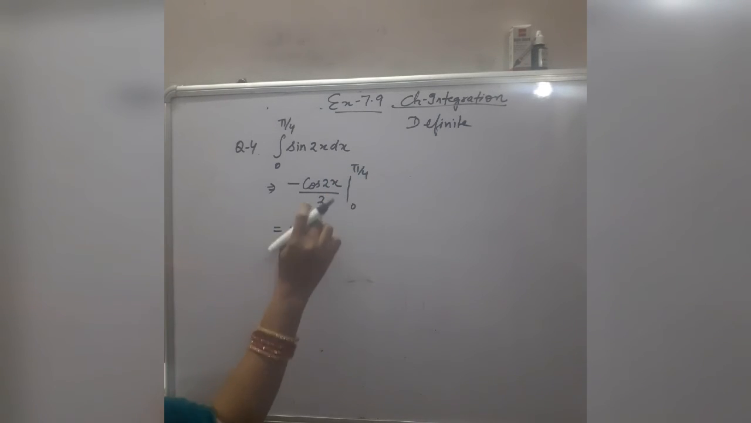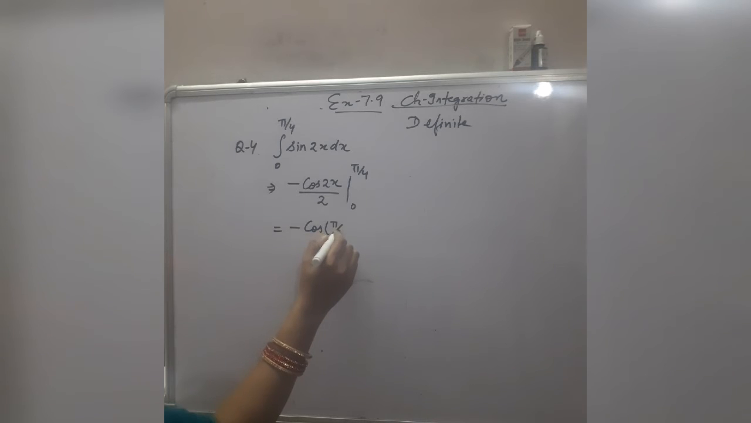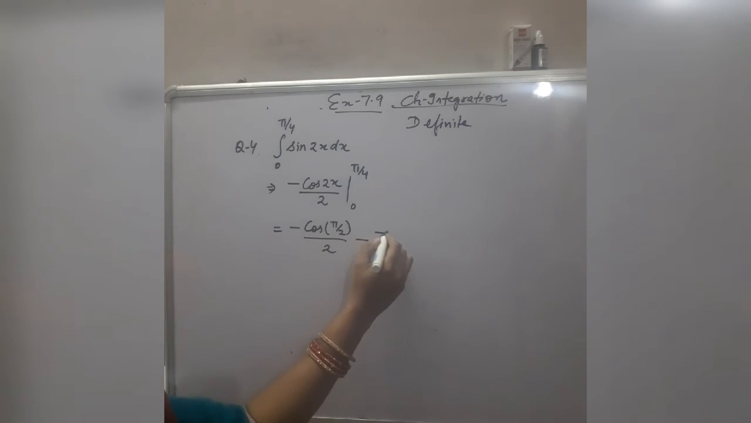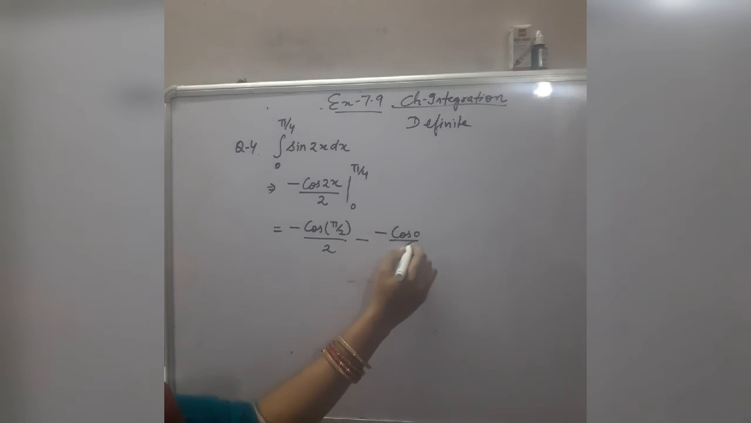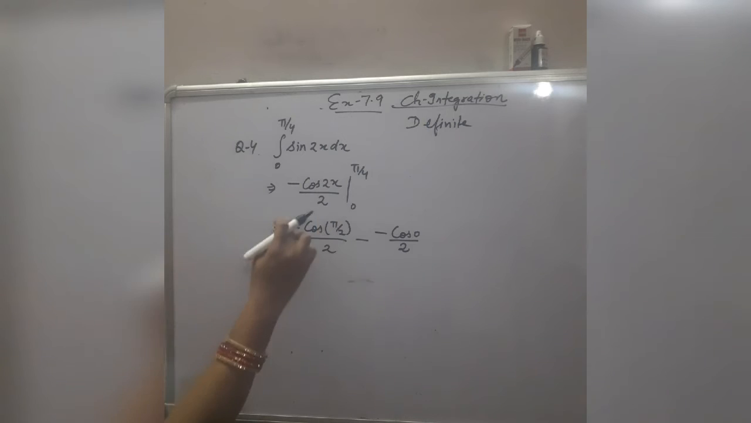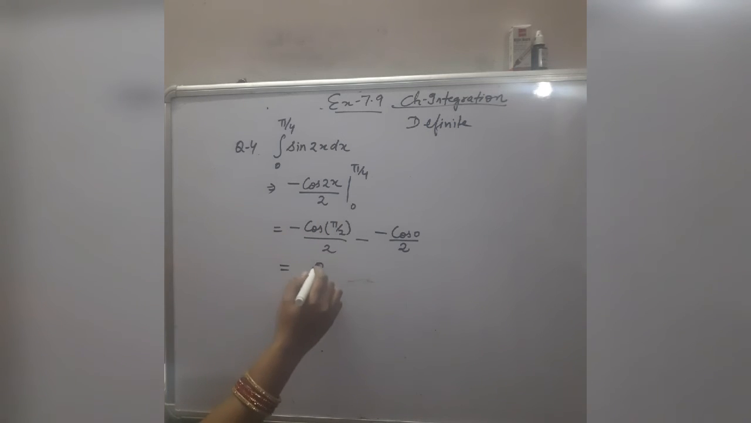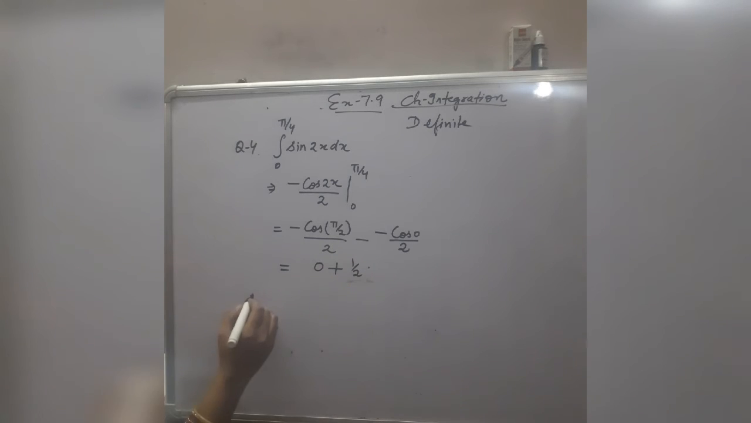In place of x, firstly you will put pi by 4. 2 into pi by 4 becomes pi by 2, divided by 2, minus lower limit, it becomes minus cos 0 by 2. And all of you know that value of cos 90 is 0, so it becomes 0. Minus minus becomes plus, and cos 0 is 1, it becomes half. So answer is half in this case.